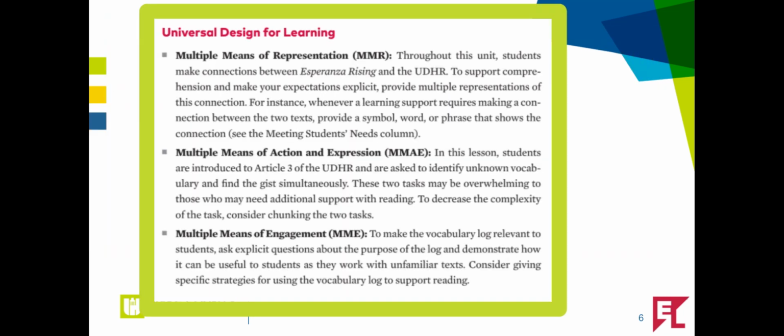The Universal Design for Learning provides strategies for reaching different students in the different ways they learn. For example, in this lesson, when students are to make connections between Esperanza Rising and the UDHR, you could provide multiple representations of these connections by providing a symbol, a word, or a phrase that shows the connection they are making. When students are asked to identify unknown vocabulary and find the gist simultaneously, instead, you could chunk the task, doing one or the other first.